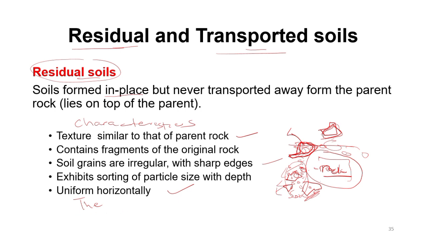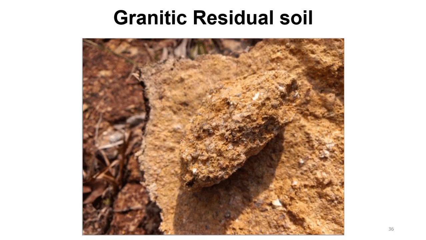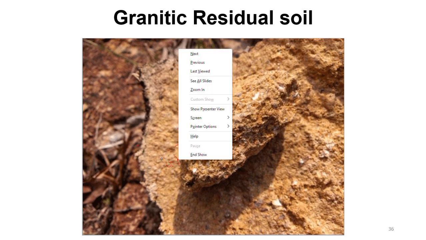Examples of residual soil, we have laterite. So laterite is an example of a residual soil. Again, we also have saprolite. So these two are examples of residual soil. Here is a granitic residual soil. You realize that the soil has the same color as the parent rock. They've never been transported. So the characteristics of the soil and that of the parent rock closely match.